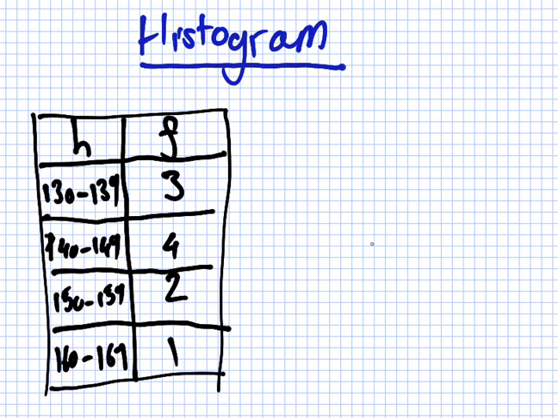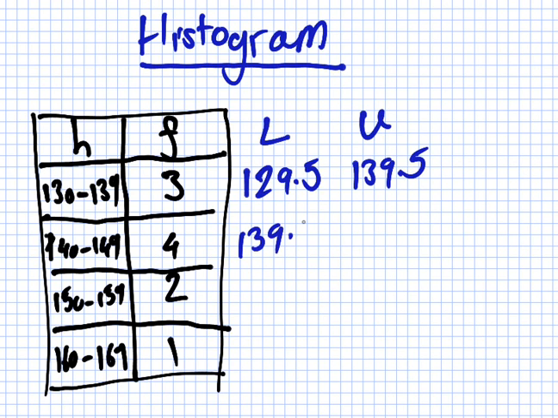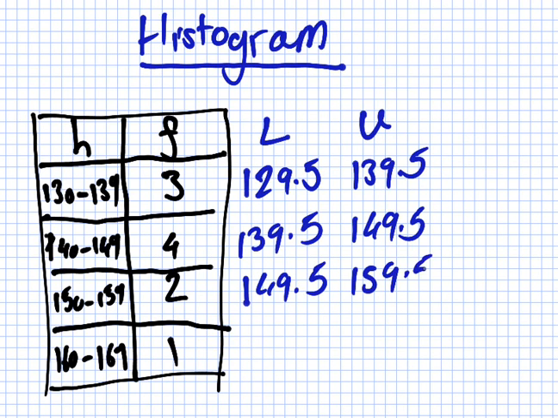Anyways, before we start, the first thing we want to make clear is what is the lower and the upper boundary in each bar. So I'll have a lower and an upper here. What's the lower for this one? 129.5, and this one will be 139.5. And this will be 139.5, and then this one here, 149.5, and so on.